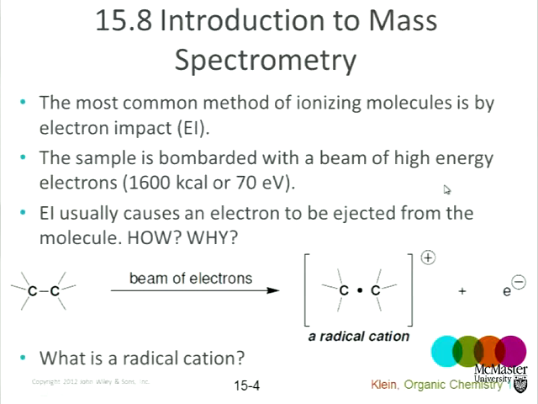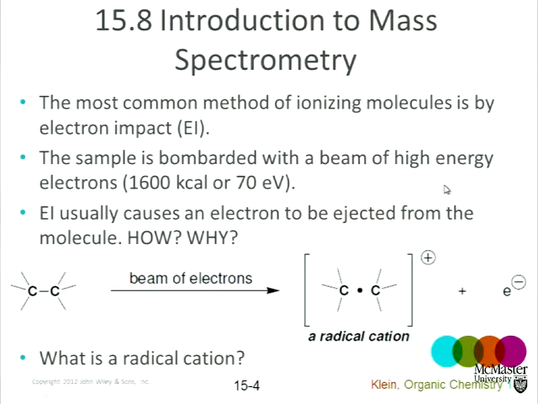So the most common method of ionizing smaller molecules, this is probably not true anymore, but this is true for small neutral organic molecules, is electron impact. We put our sample into a mass spectrometer. Very high vacuum, lots of vacuum pumps. Molecule vaporizes. We have individual molecules in a vacuum. We then bombard with a beam of high energy electrons.